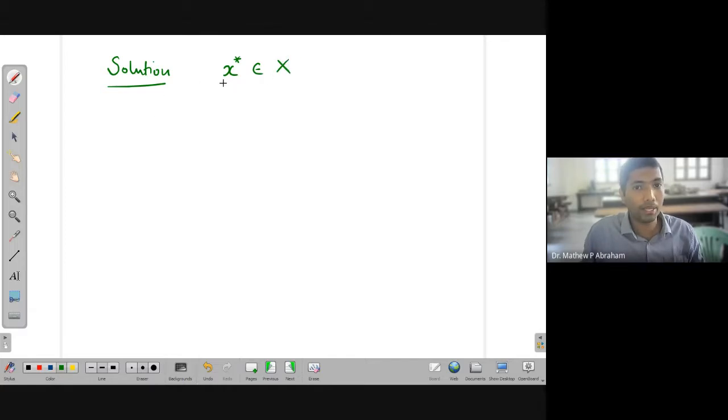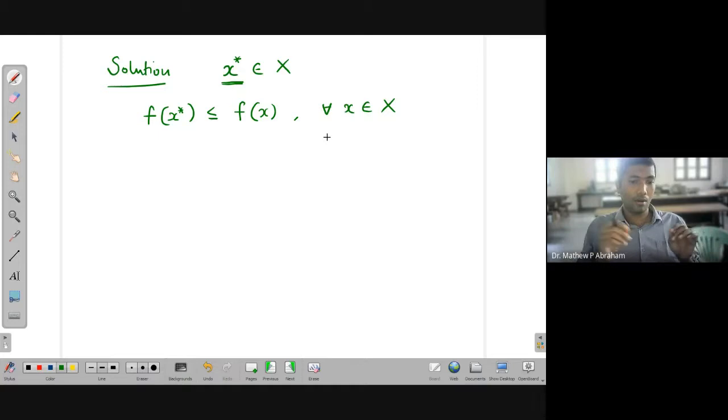And what is the property that this x star needs to meet? The property that x star needs to meet is that it must minimize the objective function. So f of x star must be less than or equal to f of x for all x belonging to the set. This symbol is denoting for all. If you consider all elements in the constraint set, and if x star is giving me the least value, then that is actually the solution.